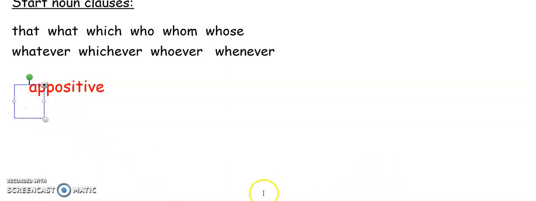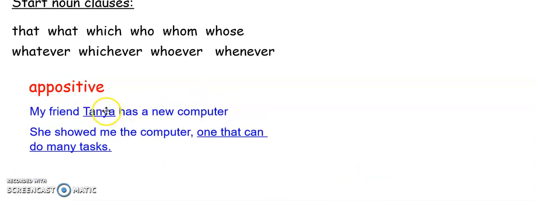For example, my friend Tanya has a new computer. So Tanya, here it's just a regular old noun, and it's renaming friend, and it's coming right after it. That's called an appositive. Here's one as a noun clause. She showed me the computer, one that can do many tasks. Note the relative pronoun. And it has its own verb. So the thing is, this whole phrase is acting as an appositive, renaming computer.